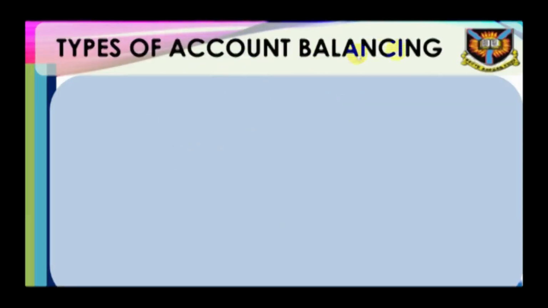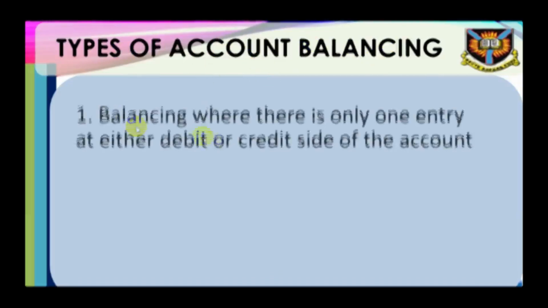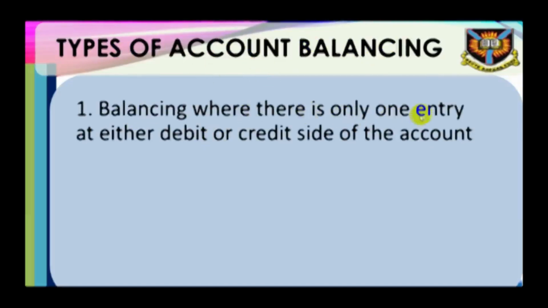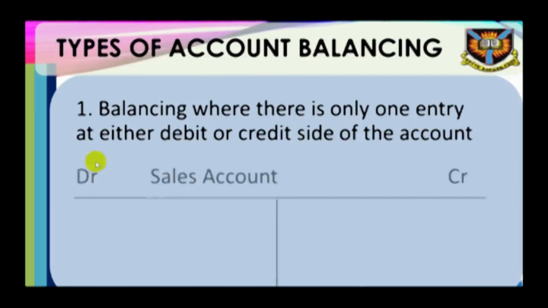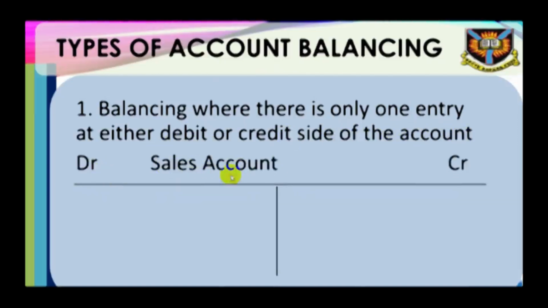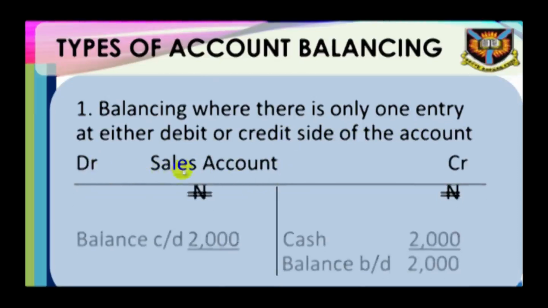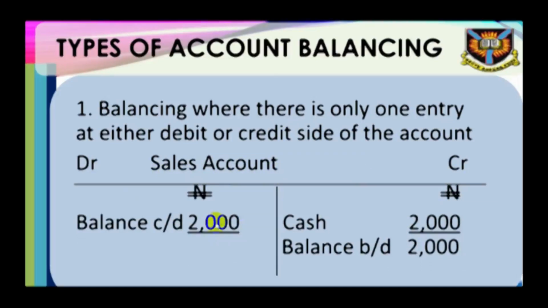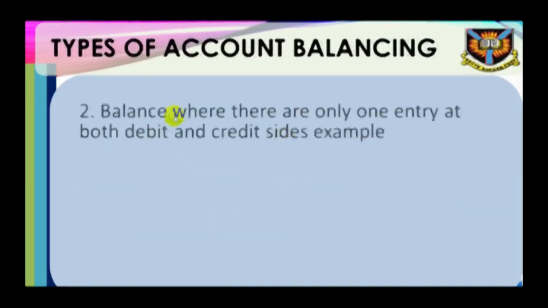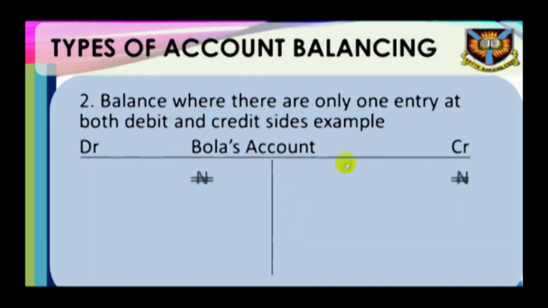Types of account balancing. Number 1, balancing where there is only one entry at either debit or credit side of the account. Sales account is credited with cash of 2,000. That means on the debit side, we have balance carried down of 2,000, and then under the credit side, we have balance brought down of 2,000 naira.